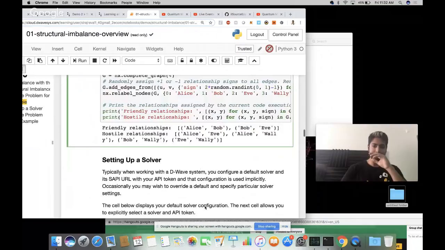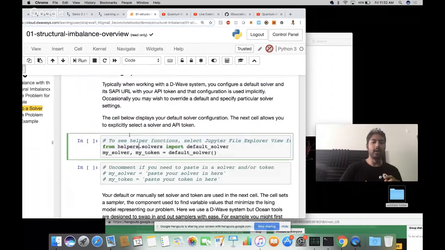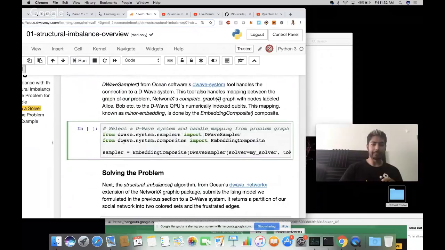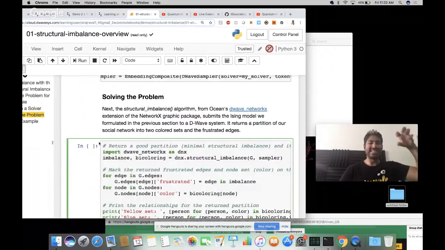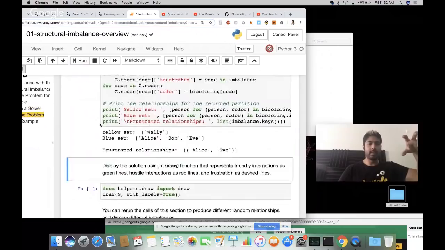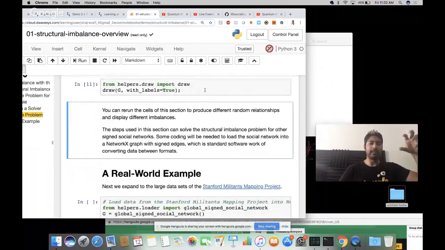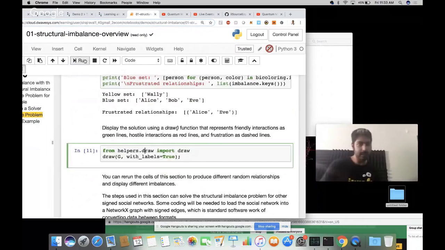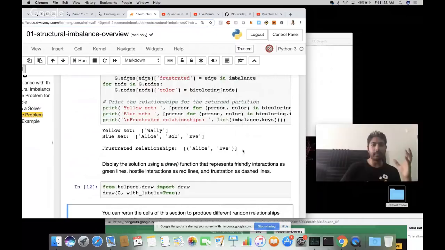And then we can initialize a solver, okay? I'll explain what the solver is doing here. Then we'll take that solver and use it to sample from the possible outcomes. It's going to solve that problem by sampling from the set of possible outcomes. And when we perform that, it's going to show us the frustrated relationships and then rebalance the graph. And we can even visualize that right here. Okay, so it rebalanced the graph.